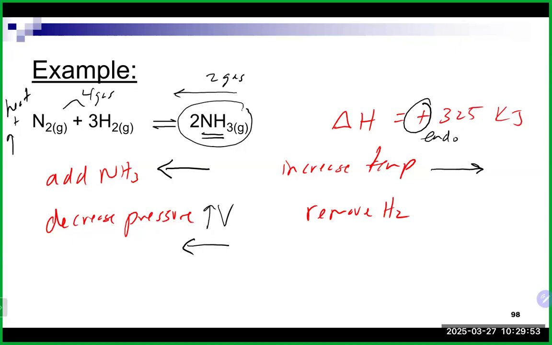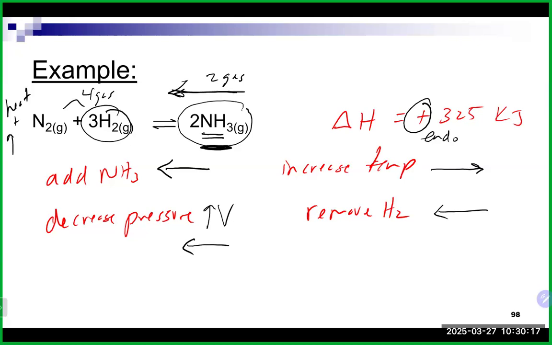And lastly here, removing our H2, which is a reactant, is going to create a hole on the reactant side that we need to fill, so it's going to go towards where we removed it from. Again, the real reason is we now have more products than reactants, which is going to cause that reverse reaction basically to occur. Any questions on any of those there?